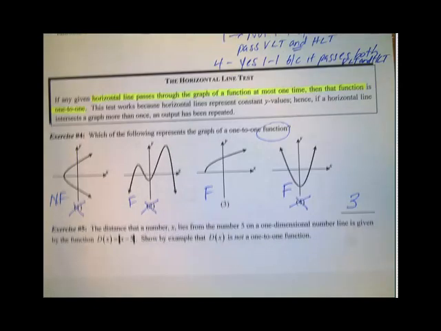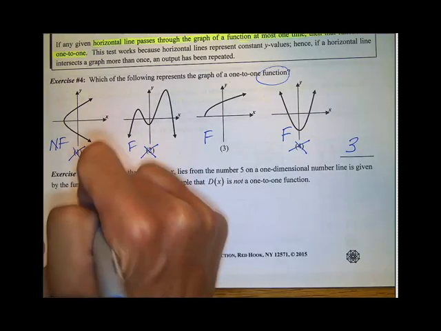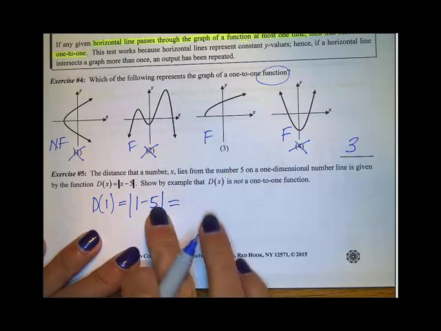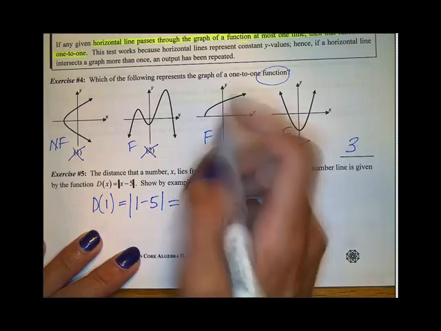And the last example, exercise 5. The distance that a number x lies from the number 5 on a one-dimensional number line is given by the function d of x equals the absolute value of x minus 5. Show by example that d of x is not a 1-to-1 function. So pick a value for x. Let's say d of 1. So we have 1 minus 5 in the absolute value. So 1 minus 5 is -4. The distance that -4 is away from 0, which is the definition of absolute value, is 4.